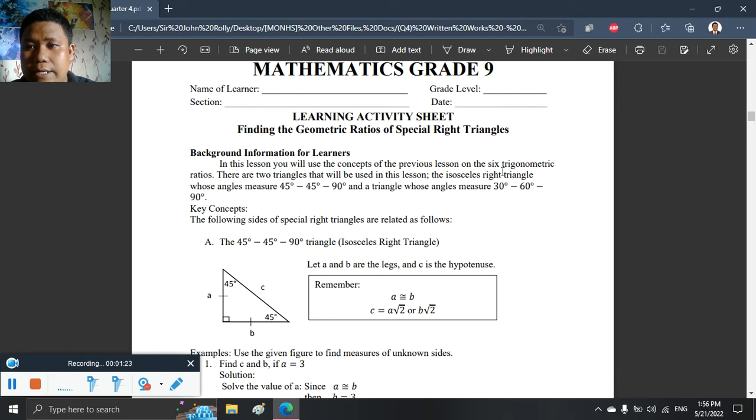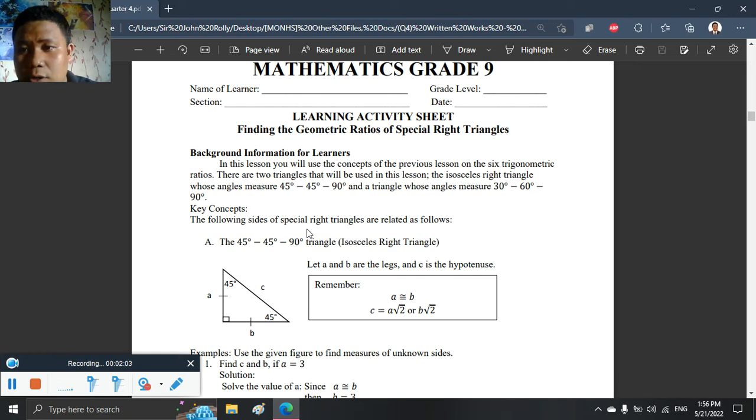So, there are two triangles that will be used in this lesson. The isosceles right triangle, whose angles measure 45 degrees, 45 degrees, 90 degrees. Ang pagbasa ani is 45, 45, 90. In other words, gitawag na siya nga isosceles right triangle, because ang duha ka acute angles are both 45 degrees.